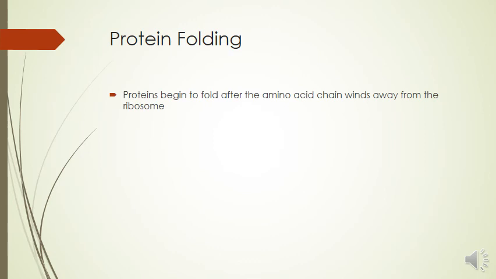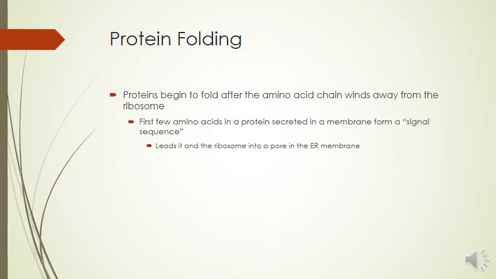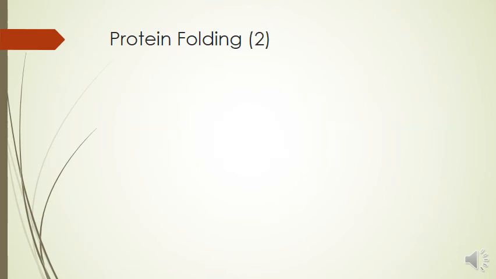In looking at the folding of the proteins, they begin to fold after the amino acid chain winds away from the ribosome. The first few amino acids in a protein are secreted in a membrane and they form a signal sequence. This leads it and the ribosome into a pore in the endoplasmic reticulum membrane. It's not found on proteins synthesized on free ribosomes in the cytoplasm.